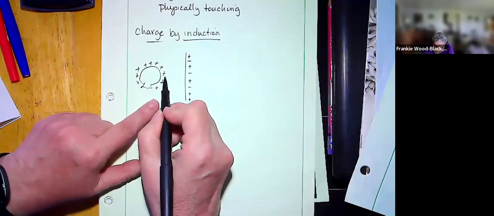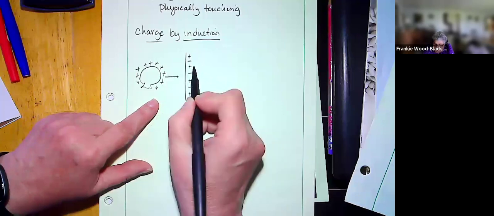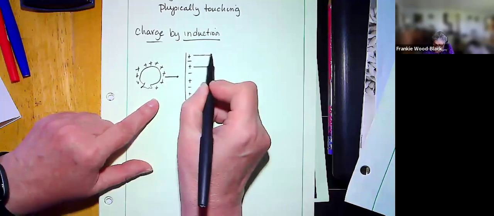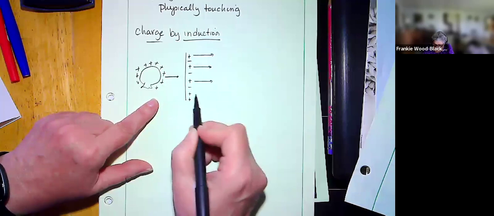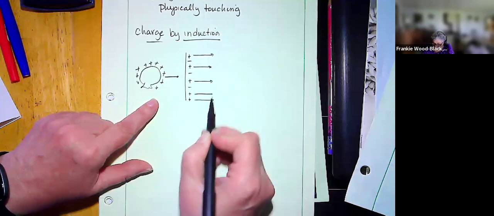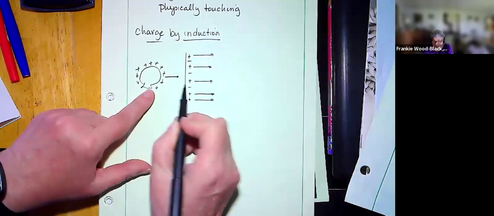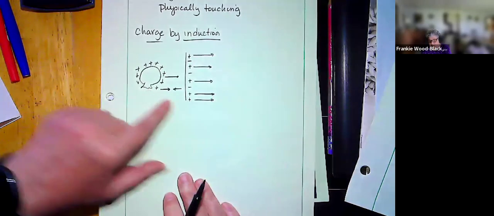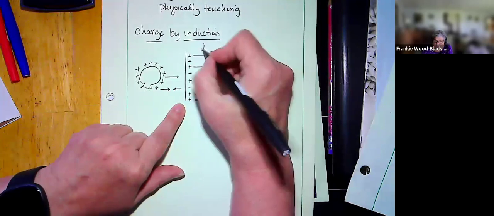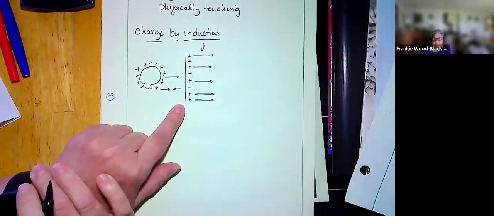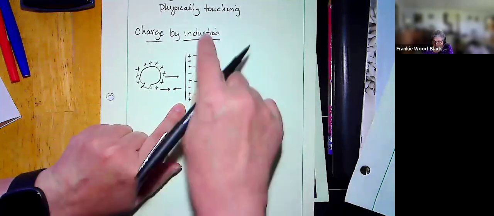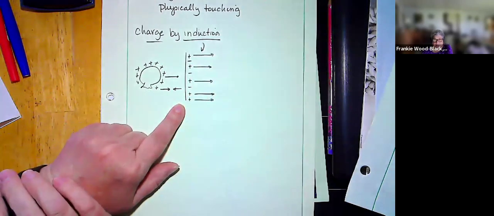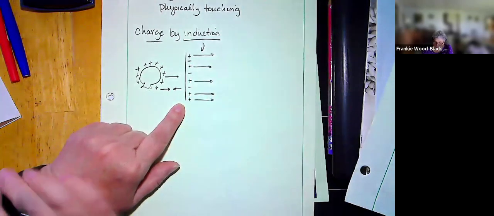But as I bring my balloon in, my positive charges are going to want to run away because they repel. But my negative charges are going to stay at the top. And so there's going to be an attraction. And this is what charging by induction is talking about. So charging by induction is going to give us those items.